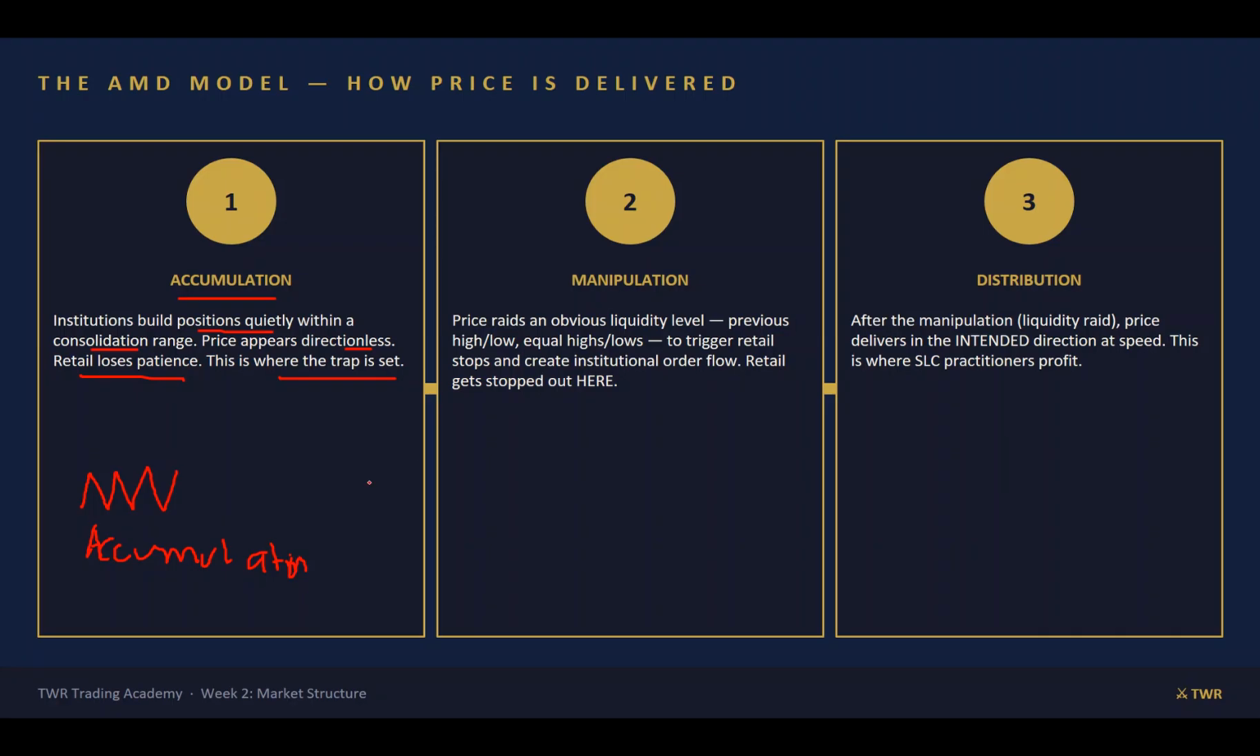Accumulation, then manipulation. Manipulation is basically expansion. Price raids the previous levels, the previous highs or lows, equal highs or equal lows, to trigger stop losses and create order flow. So we had something like this: accumulation, price was accumulating. Then what happens? Price expands or manipulates. So we had the accumulation, and now this one is the manipulation.